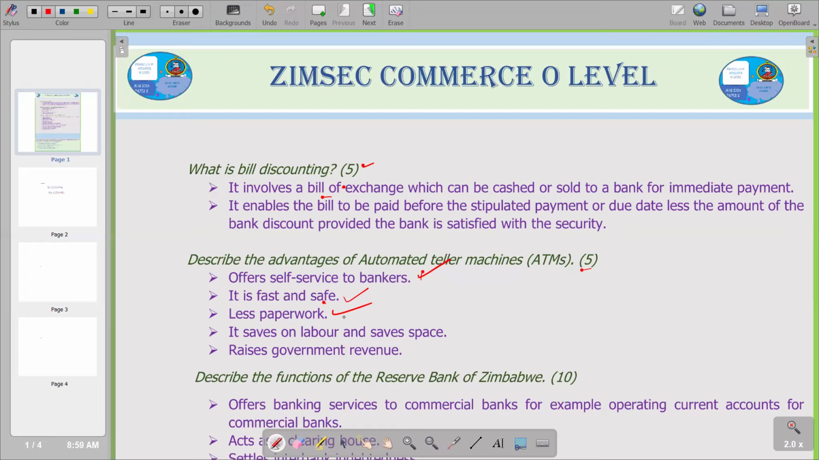And also space inside the building is going to be reduced. There will be no congestion inside, since people just arrive outside the bank, they collect their money, they go. So this is what we have in the fourth point. And then we go to the fifth point.